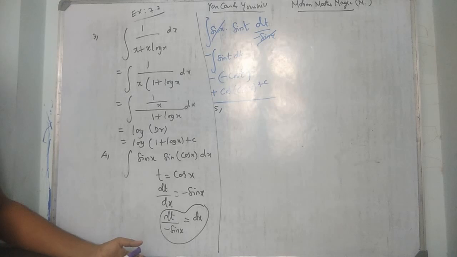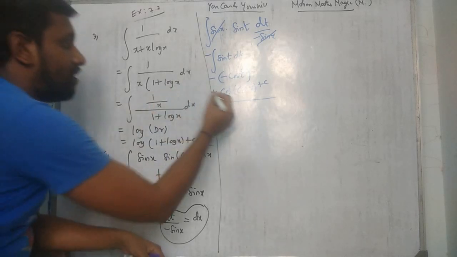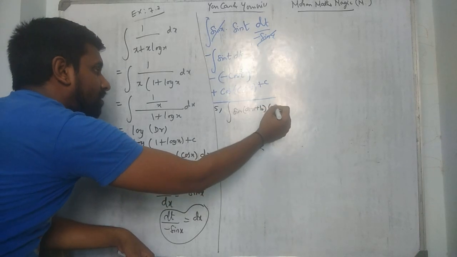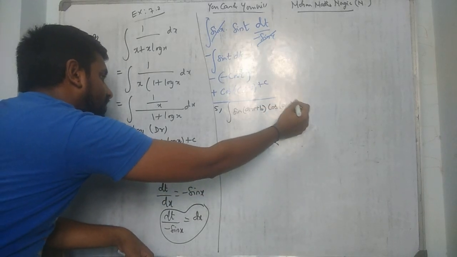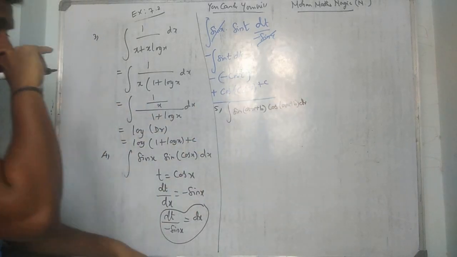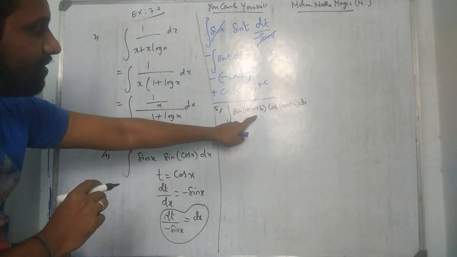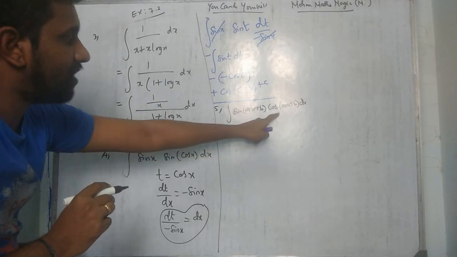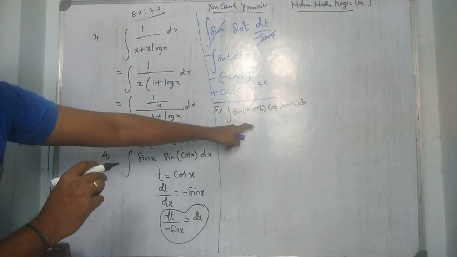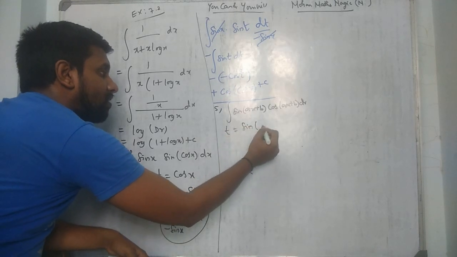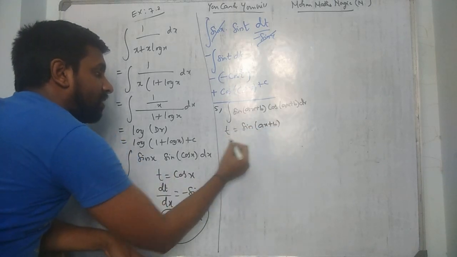Integration of sin of ax plus b, cos of ax plus b into dx. So which one will I take as a t? I can take any one. If I take sin of ax plus b, differentiating gives cos. Differentiating cos gives sin. Anything I can take as a t. So no problem. Let me take t equal to sin of ax plus b.